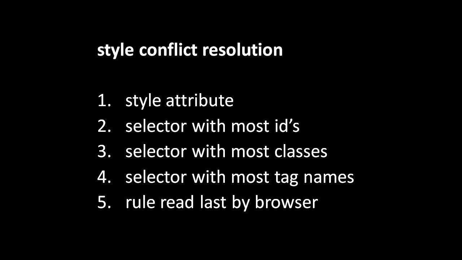But aside from the style attribute, when it comes to choosing between different rules, the order of precedence is simply that the selector with the most IDs takes precedence over the selector with the most classes, and then that takes precedence over the selector with the most tag names. And finally, if there's a tie, then the browser just uses whichever rule it read last. So the order in which you write your rules can be significant.